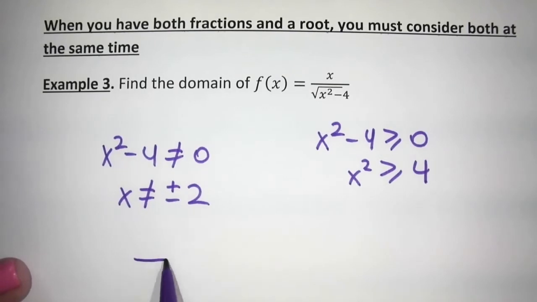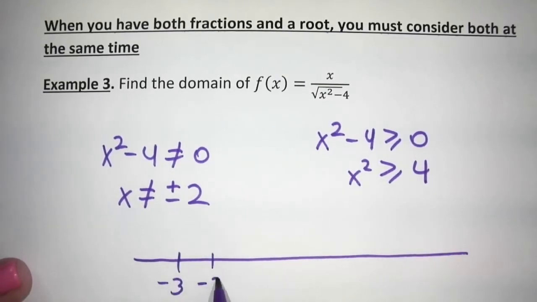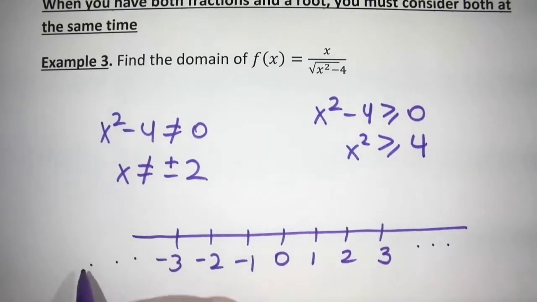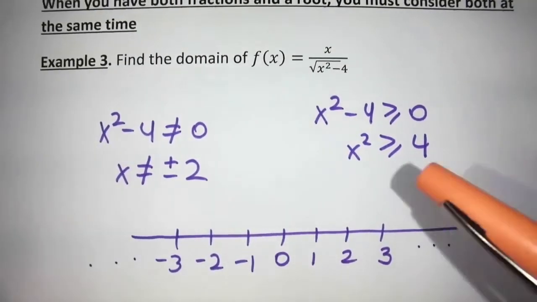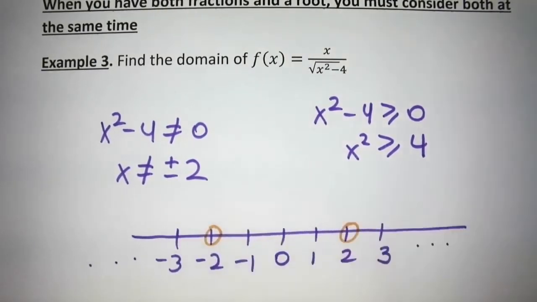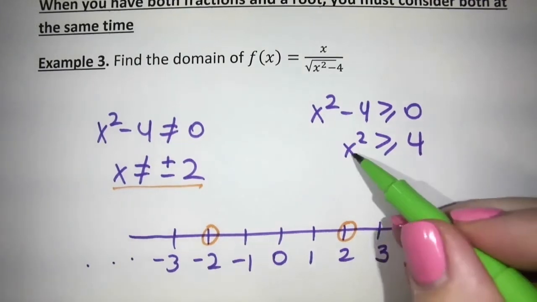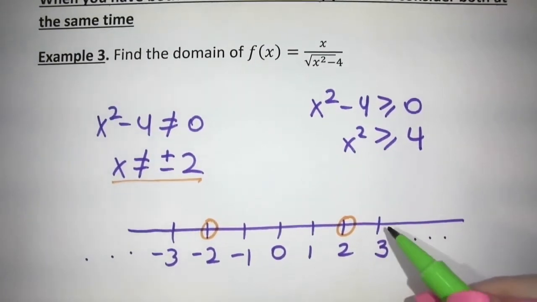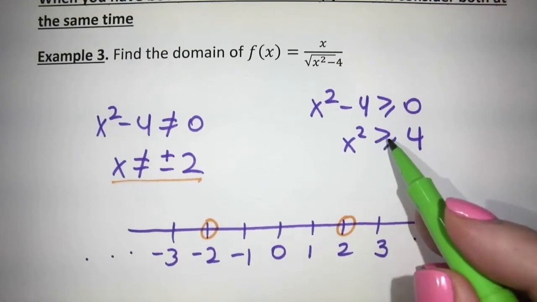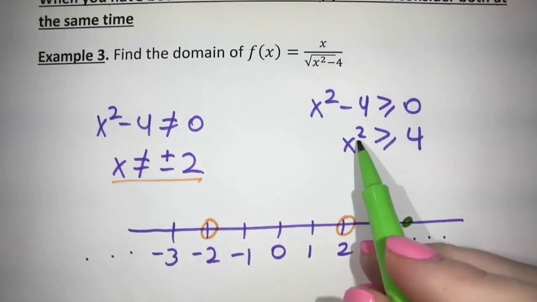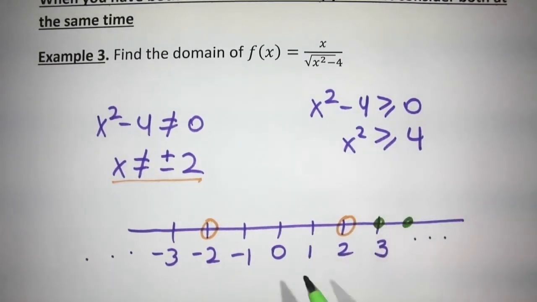So let's think about a number line and test what numbers will work. I'm going to draw out a number line between negative 3 and 3, and of course it goes on this way and on this way. We can't have plus or minus 2, so those are open circles. We're not coloring in because we can't have plus or minus 2. Now let's look at the other condition: whatever number squared has to be greater than or equal to 4. Let's say 3. 3 squared is 9, which is greater than or equal to 4. 4 squared is 16, that would work. Does 1 work? 1 squared is 1, which is not greater than or equal to 4, so 1 doesn't work.